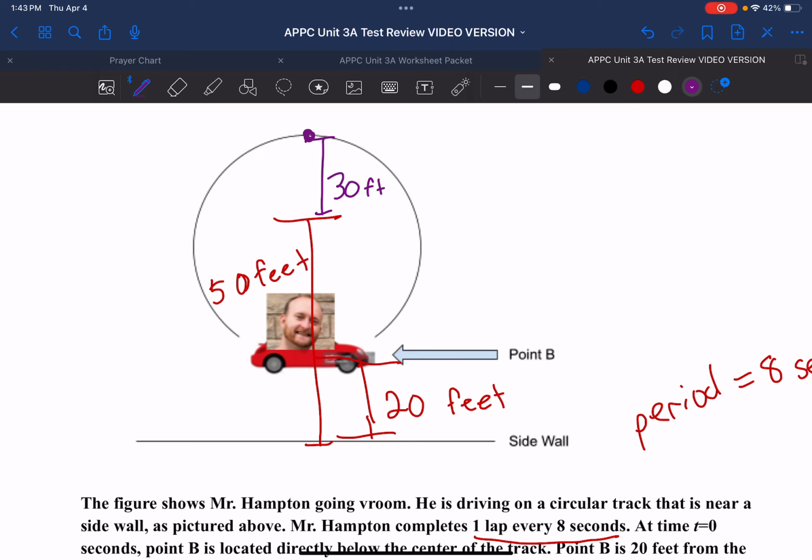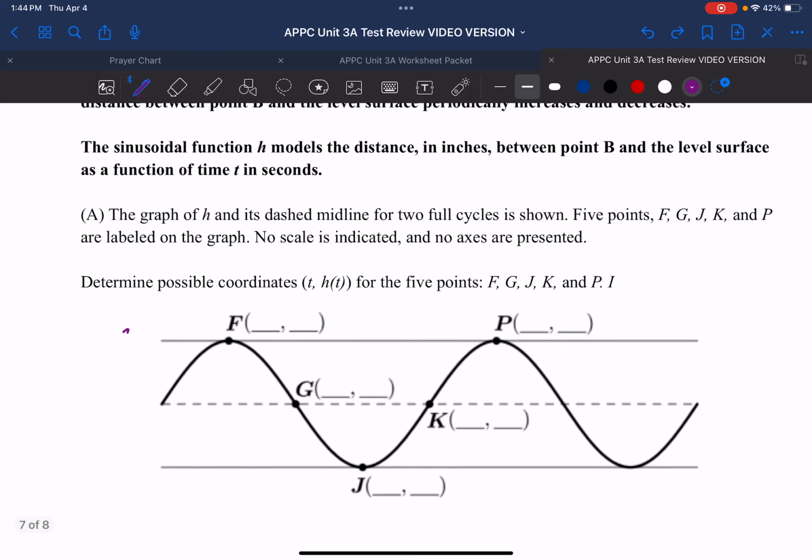I know that's not the best drawing ever, but let me try to make it a little better. It's more of the center. So that's 30 feet. So I know my total distance from the wall here is going to be 80 to start, like the highest point. 80, and this is in feet.